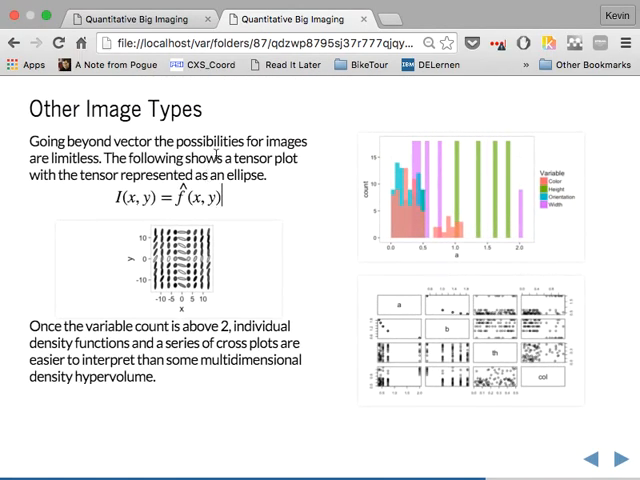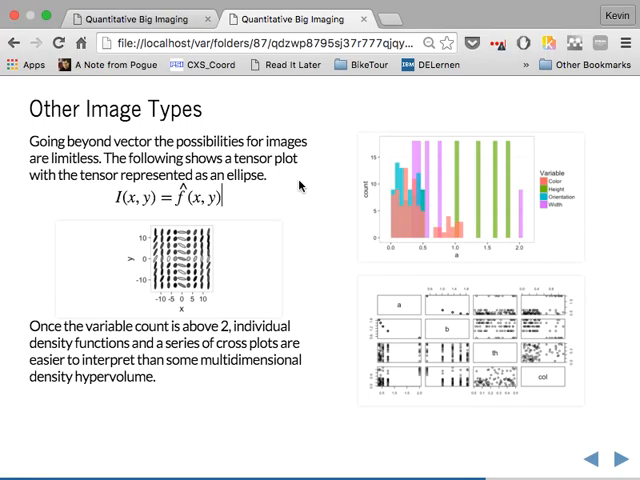Cool. So now, that finishes the machine learning part. Are there any questions on that in particular? Okay, so now we can move on to other image types.